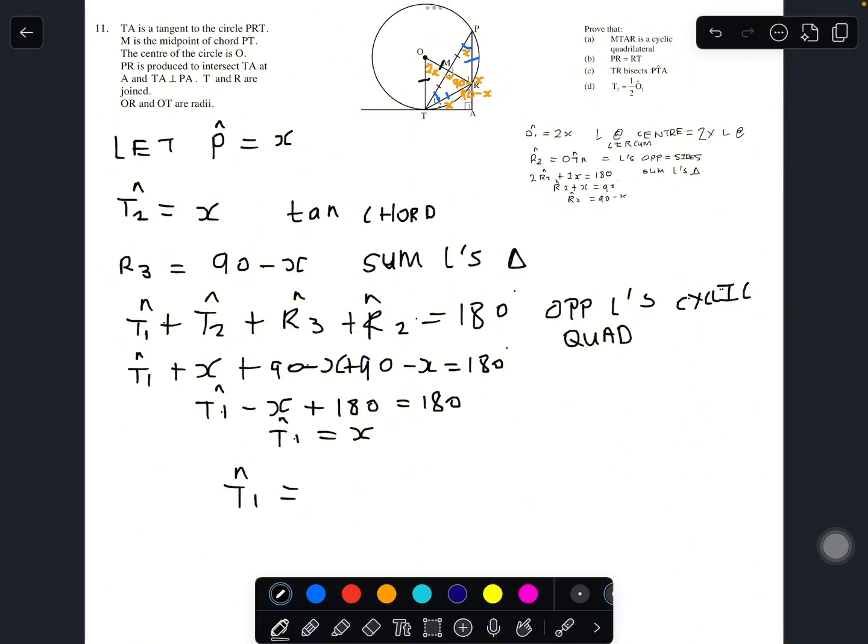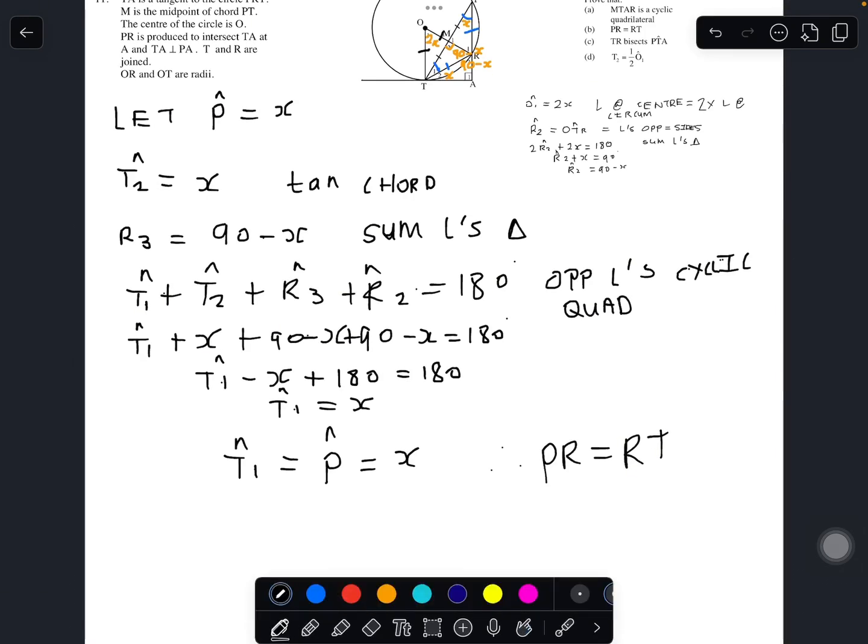So we've now proven that T1 equals P, which equals x. Therefore PR equals RT, equal angles converse, equal angles opposite equal sides. Great.